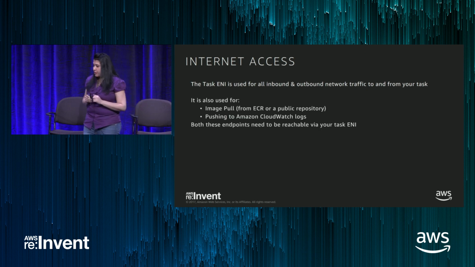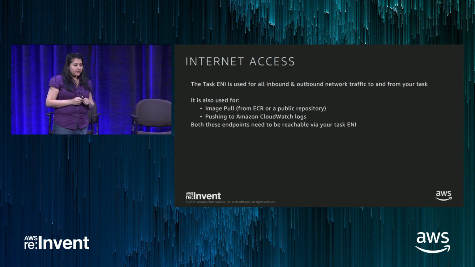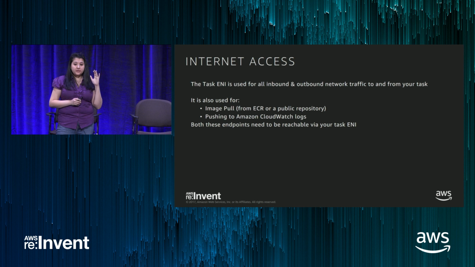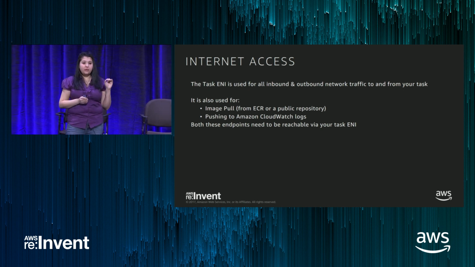And one more thing you should know about your task ENI is that in addition to your application's network traffic, there are a few other activities that happen over your task ENI. And those are the pulling of the image from either ECR or the public registry that you've stored your images in. And also, we have a feature where we can push logs from your application into CloudWatch. And that communication also happens over your task ENI. So when you configure the network around your task, make sure that these endpoints are accessible from your task.